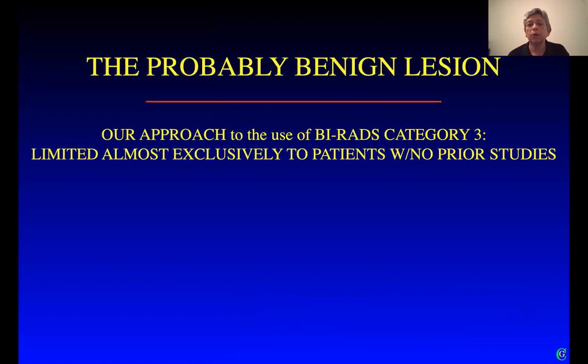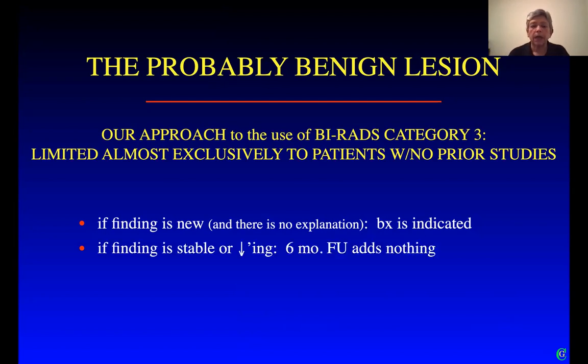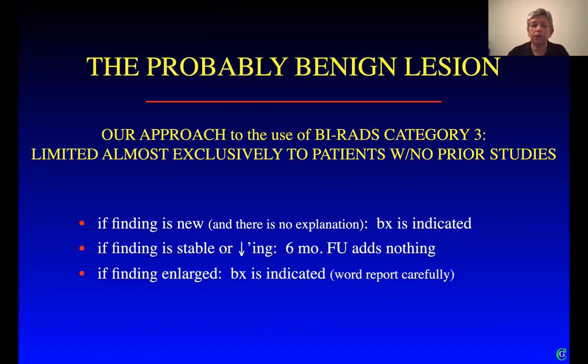And really, I would submit to you that with respect to the BI-RADS category, this should be limited almost exclusively to those women that have no prior studies. In other words, if you have a new mass that is solid on ultrasound, it's new compared to a prior study, why would you want to put it into the probably benign category? I would argue biopsy is indicated today. You have a new solid mass, the older the patient, the greater the likelihood of malignancy. If the finding is stable compared to last year, or if it's getting smaller, what is 6 months going to do for you? And if the finding is getting bigger compared to a year ago, there is no use for doing a 6 month follow-up. So in our practice, the use of the probably benign lesion is almost exclusively limited to patients who have no prior studies.